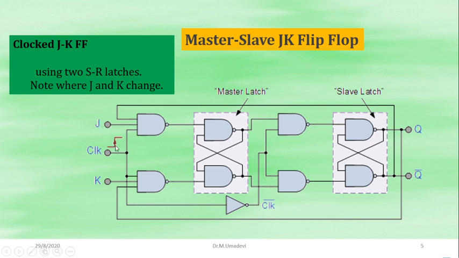So this is for the rising edge of the clock. See here, this is master and this is slave. For the master, we have connected the clock directly, and for the slave, the clock is getting inverted using a NOT gate, that is CLK bar. That means this master will react only for the rising edge, and this slave will react for the falling edge.